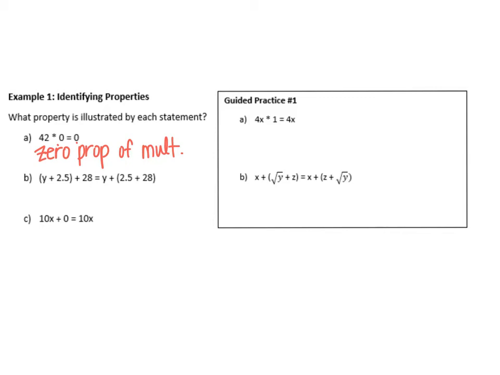Okay, for B, I changed my groups and I'm adding. So you see I'm adding and I'm changing my groups. So that's going to be the associative property of addition. And then C, I've got 10x plus 0 gives me 10x. That's going to be the identity, let's call it the additive identity.